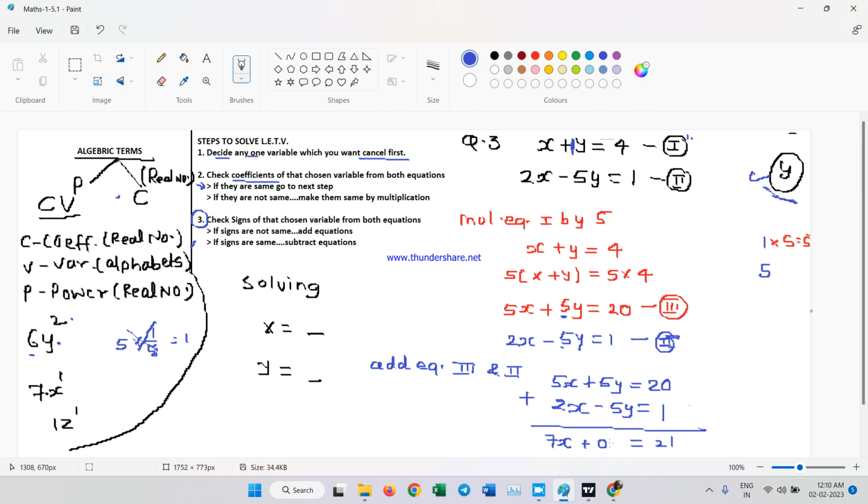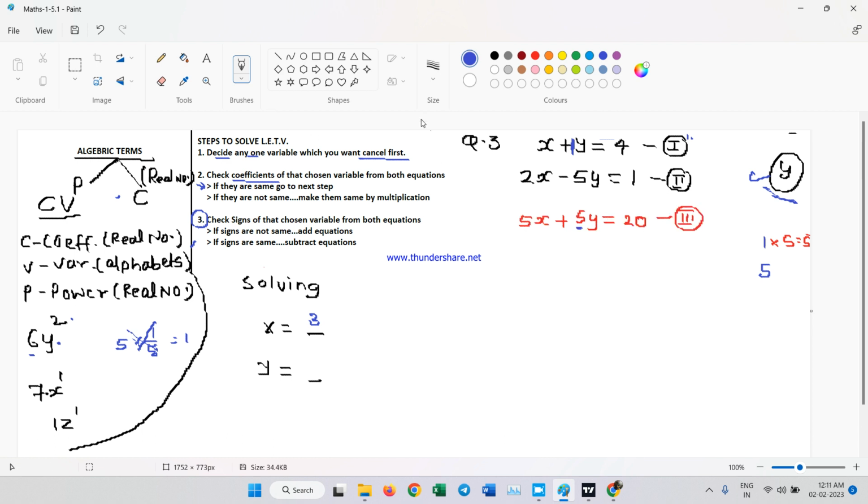The y is eliminated from the equation, and now my equation in 2 variables has become an equation in 1 variable, and I can easily find the value of x by sending the 7, which is in hidden multiplication with x. When the 7 goes over there, it becomes 21 upon 7, and that gives me the answer, 7 3s are 21. So guys, this is the first value that we got: the value of x as 3. Now let's see in the next step how to find the value of the second variable.